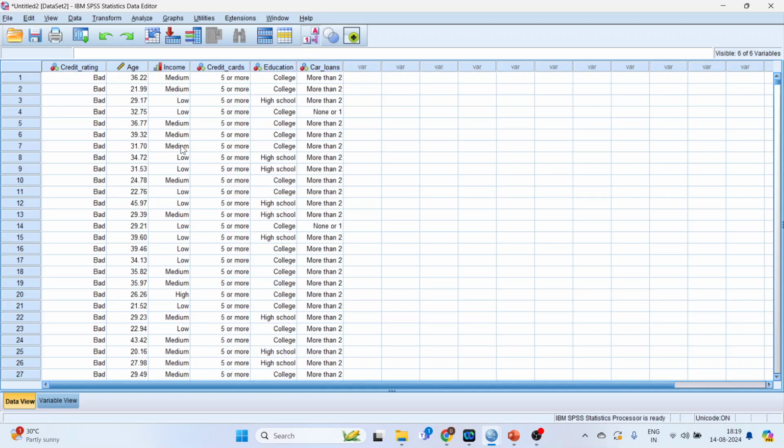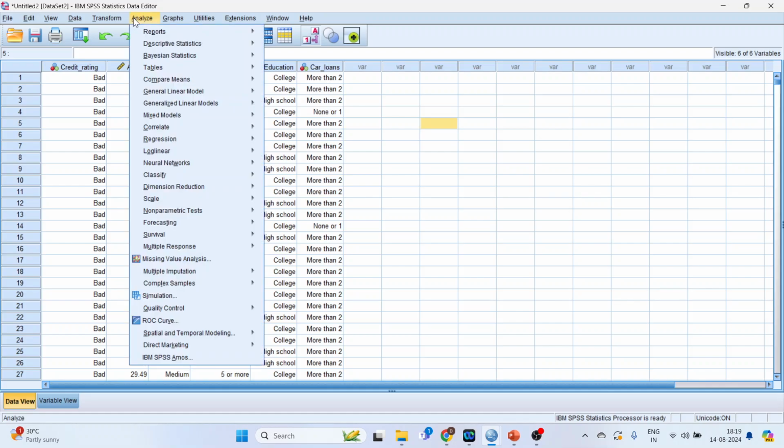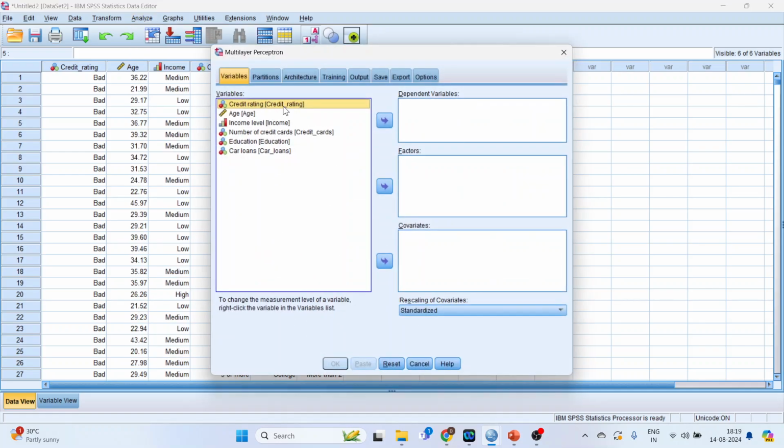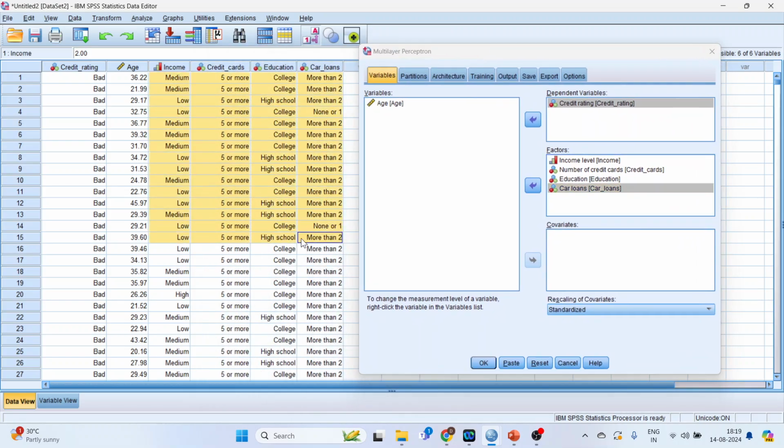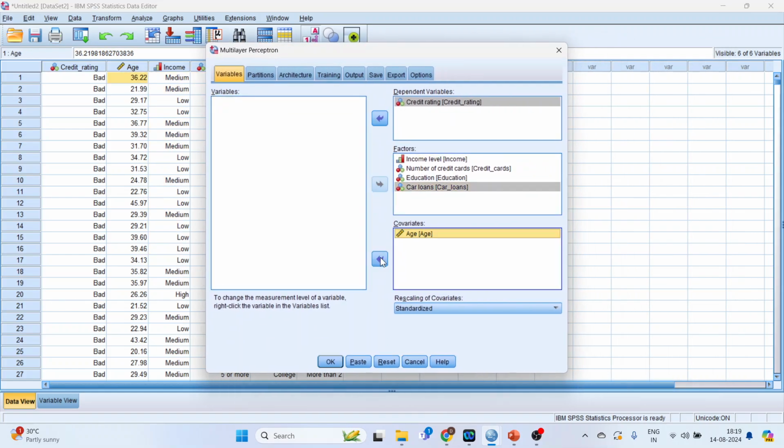Now we want to study the profile of the customers who have a good credit rating and a bad credit rating. So we'll go and analyze in this neural network, multi-layer perceptron. Transfer credit rating to the dependent variable, income level in factors, number of credit cards in factors, education in factors, because they are categorical. Car loans, see here, they are categories. Now let's talk about age. It is continuous and therefore it has to be transferred into covariates.